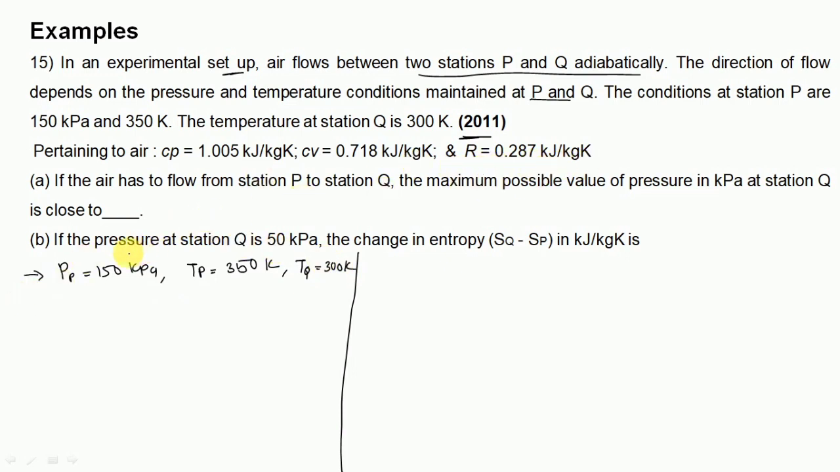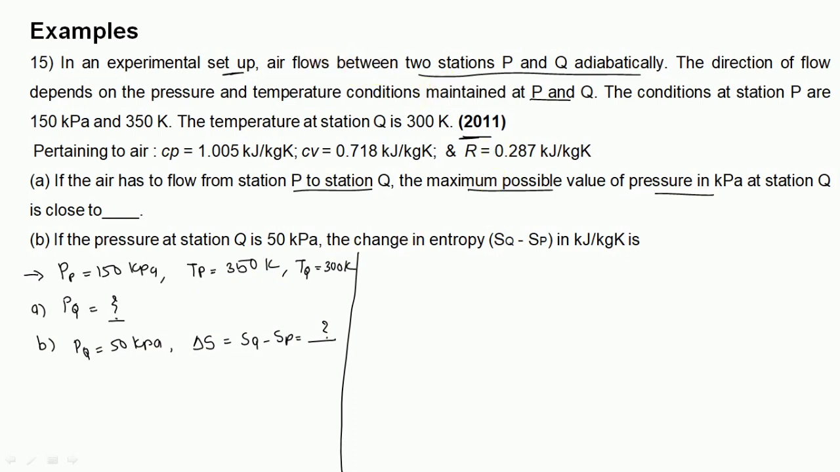Here we first need to find: if the air flows from station P to Q, the maximum possible value of pressure at station Q is close to what? So you need to find the value of PQ. That is the first answer. And the second: if the pressure at Q is 50 kilopascal, then you need to find the change in entropy, S_Q minus S_P. So these two answers we have to find.